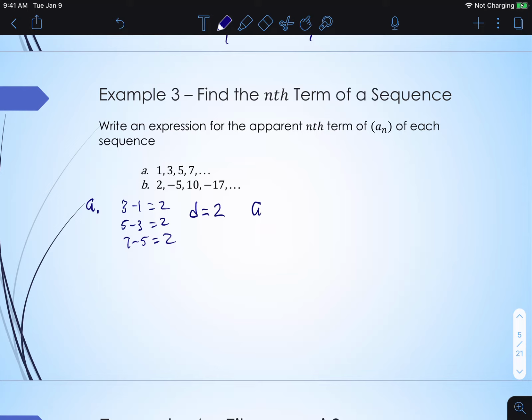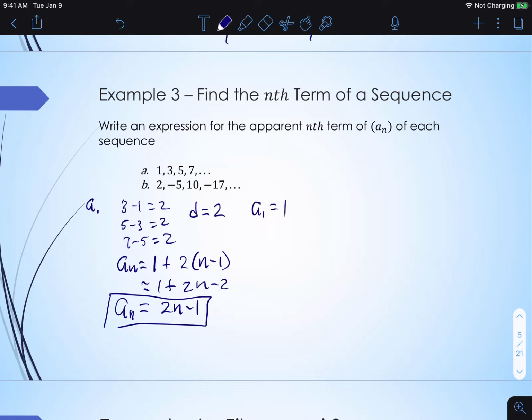We know that a sub 1 is equal to 1. And this is something that you should have learned in IM1. Since we know that information, then a sub n is equal to 1, which is a sub 1, plus 2, which is d, times n minus 1. Now, I am expecting you to know how to clean this up, so we have to distribute that 2, so that becomes 2n minus 2, and we're adding 1 in front. 1 plus negative 2 is negative 1, so we'll just call this 2n minus 1, and that's my a sub n in simplified form.